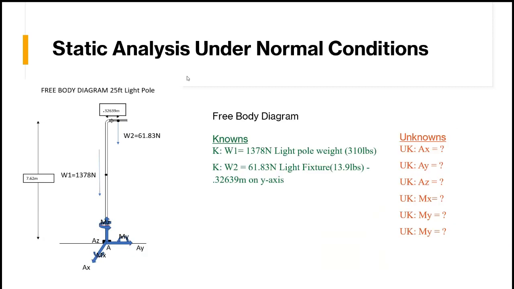So we have the static analysis under normal conditions. We can see here the free body diagram of the light pole, and we have the knowns and unknowns. We can see here weight 1 and weight 2 are the weights of the pole and the light fixture going down on the z-axis. So these are our knowns. Then the support reactions at point A are our unknowns. We would have to solve for these forces and moments that are keeping the light pole in static equilibrium.